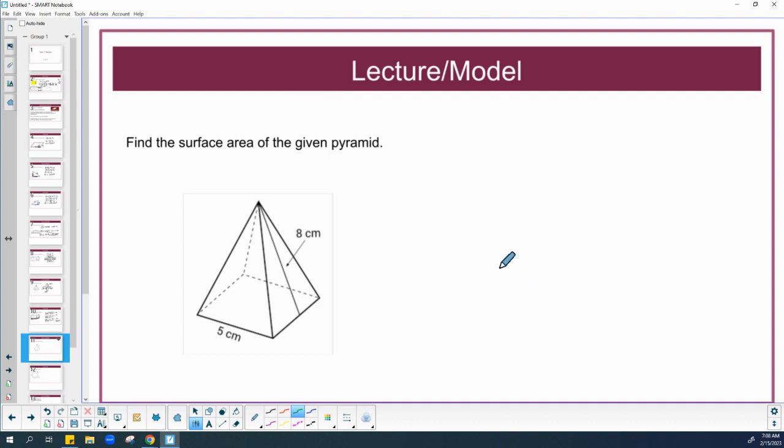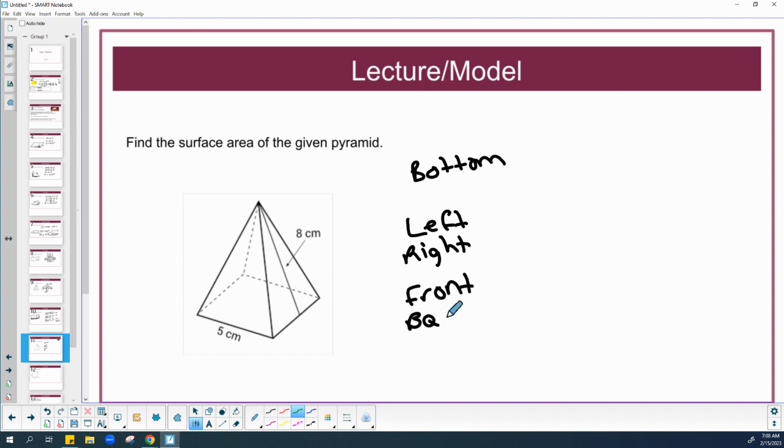All right, now we have the surface area of a square pyramid. For a square pyramid, we have a bottom, and then we have a left, right, front, and back. There is no top here because the top just comes to a point. Sorry, that kind of looks like a Q.